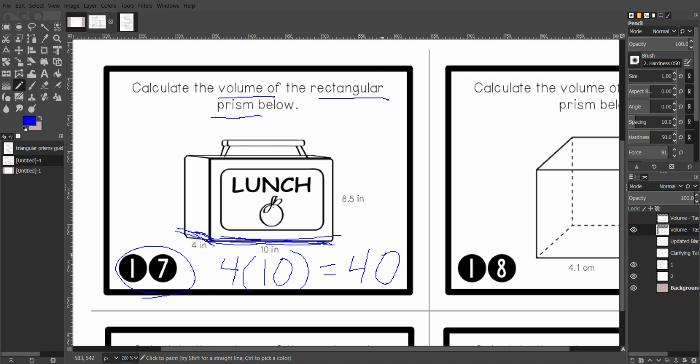I multiply the 40 by 8.5. So I do 40 times 8.5. Let's do that in the calculator. Let's do 40 times 8.5. I will pause and call on someone to answer this one. And what do you get? 340.